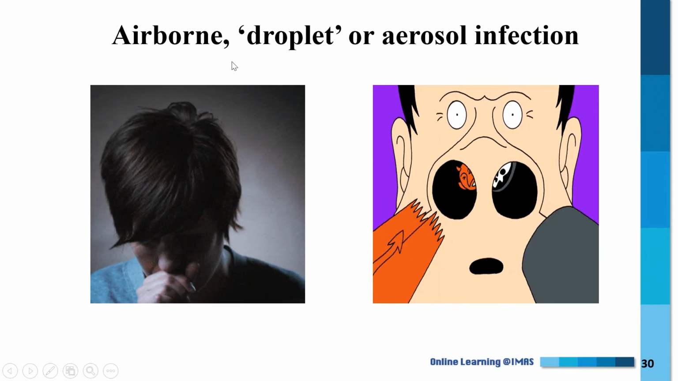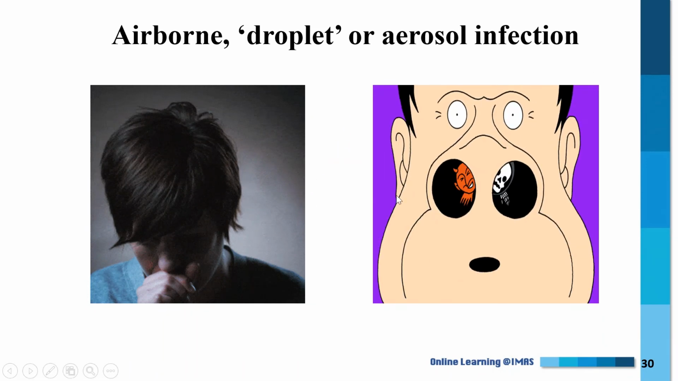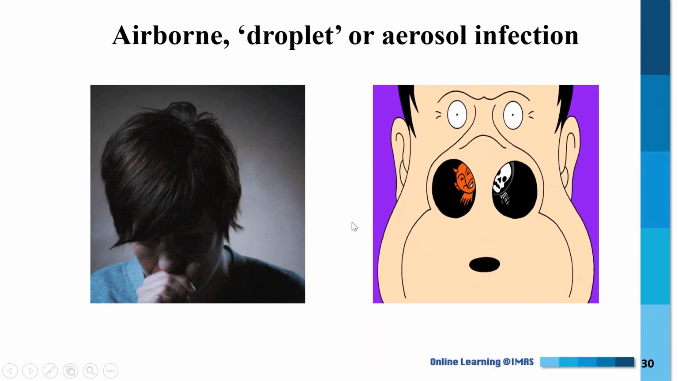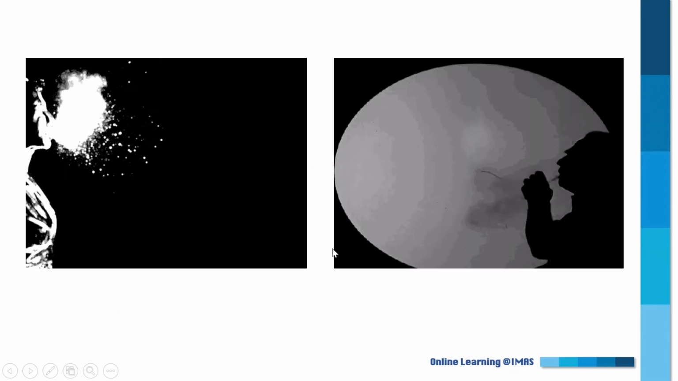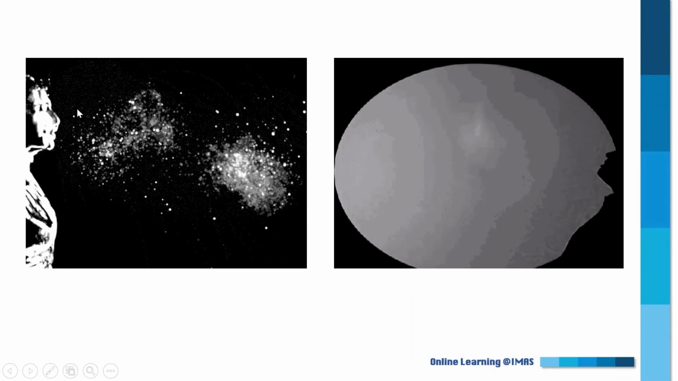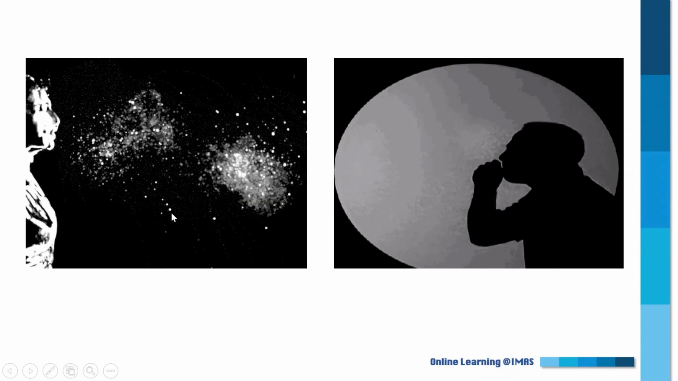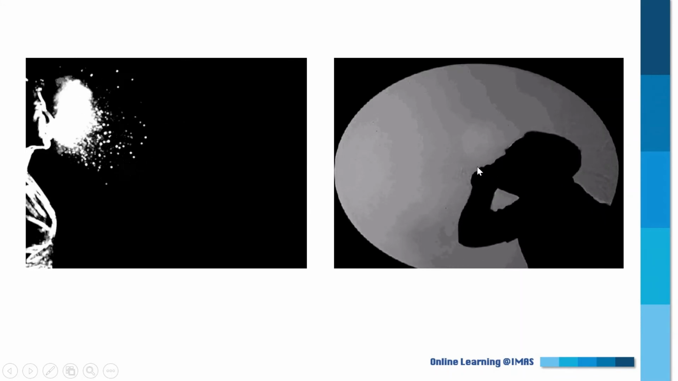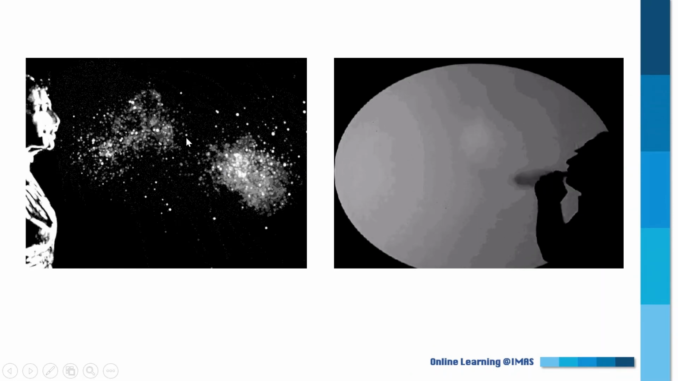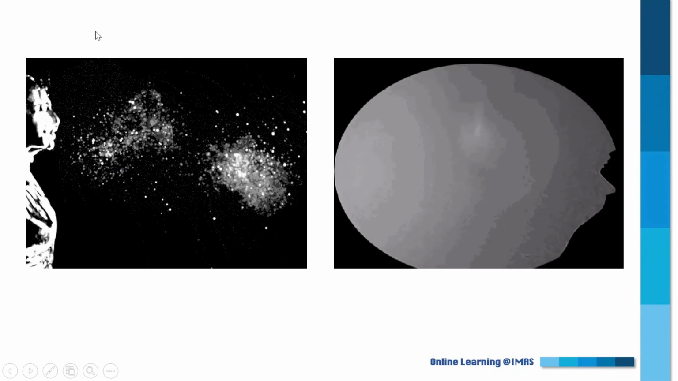And here the airborne droplet or aerosol infection, those which spread through air or droplets. This is the case of COVID-19. When we sneeze, you can see this person here sneezing, using a very sophisticated camera. When we sneeze, we release thousands of droplets. Or when we cough, we also release thousands of droplets. The larger droplets can fall on surfaces, but the lighter ones can remain in the air for some time.